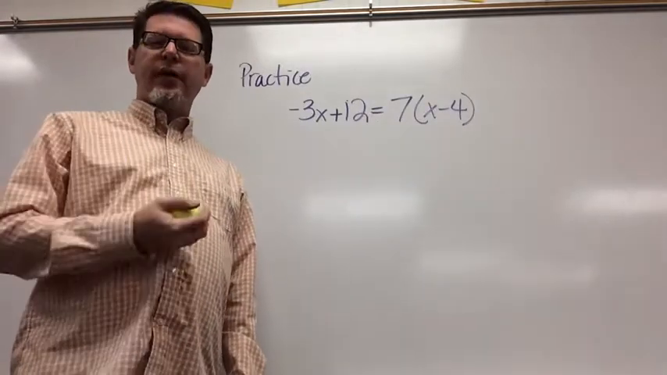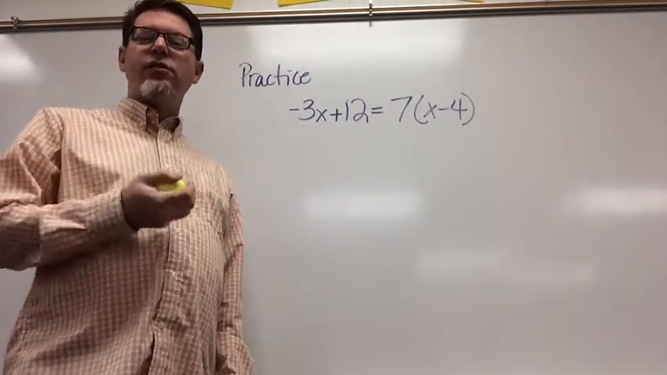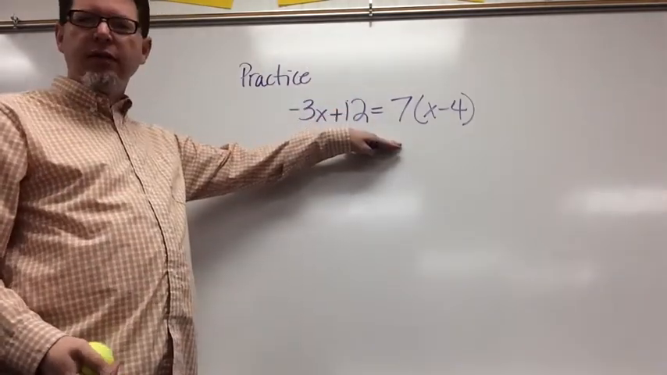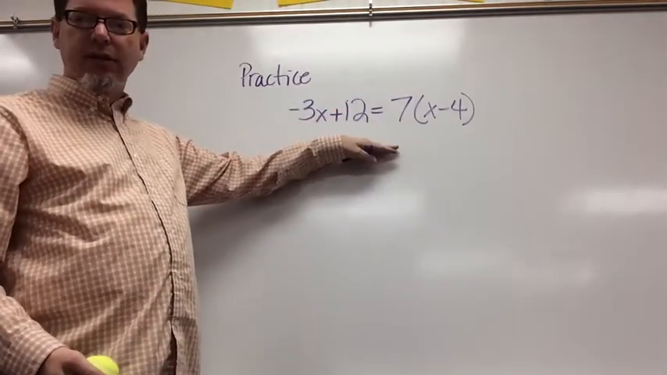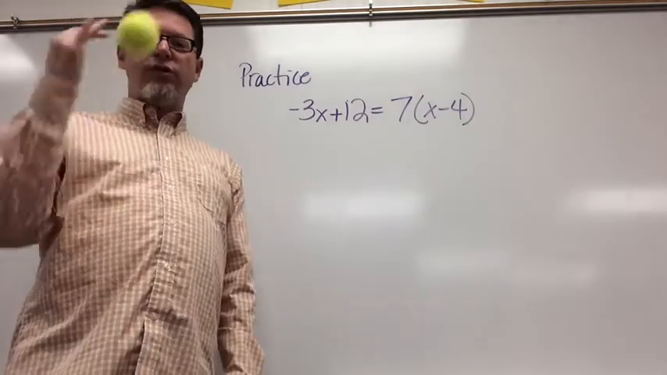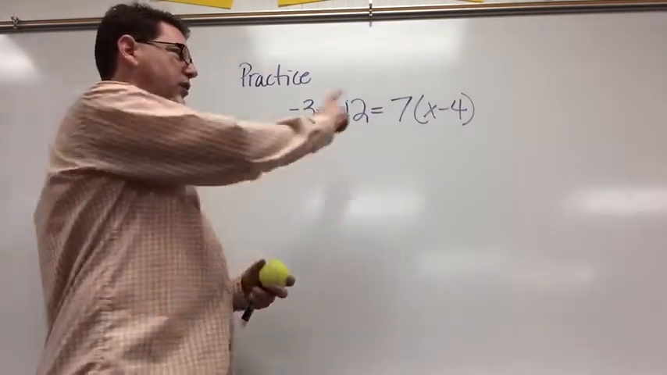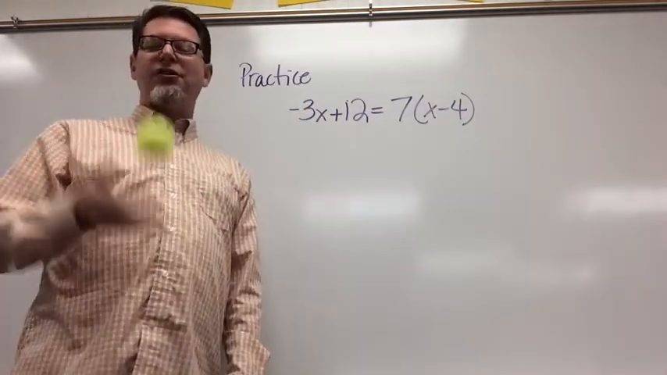Now I have my tennis ball back. And there's still magic. So what I want you to do is to write this problem down in your composition book and solve it. You can either do it where you subtract something from both sides, or you can use the magic so that when you cross the equal sign, the sign changes.